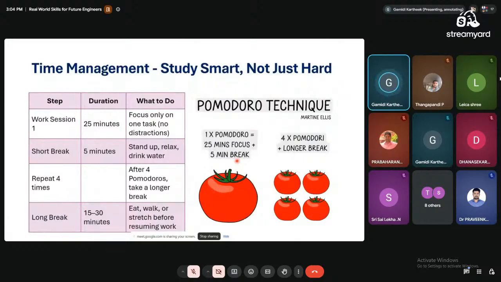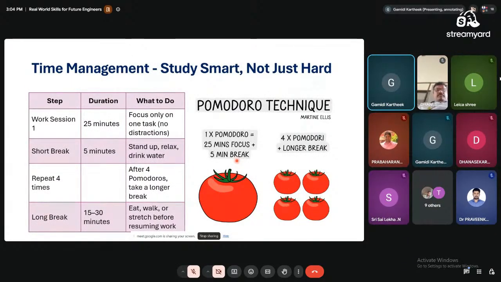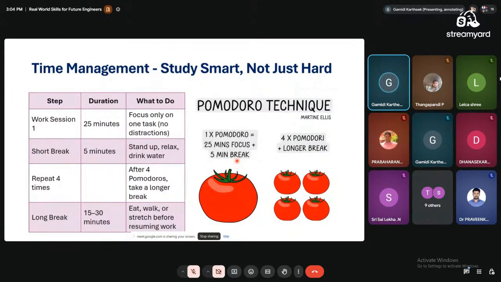Again work for 25 minutes, take a 5 minute break. Like that, you repeat 4 times. After that, take a 30-minute break, which is a long break. Okay. Likewise, 4 Pomodoros plus 1 long break is nothing but your Pomodoro technique.